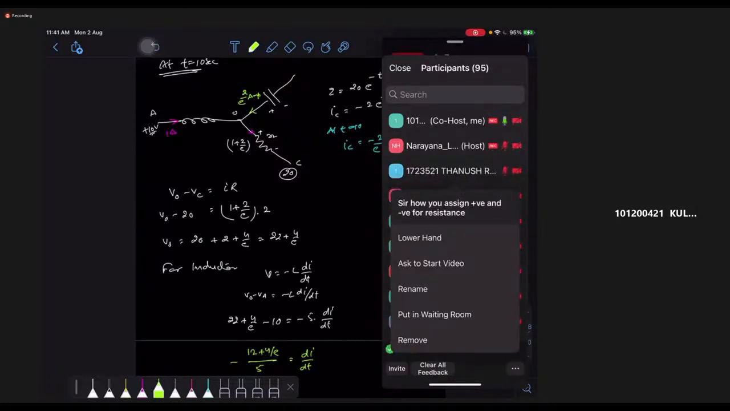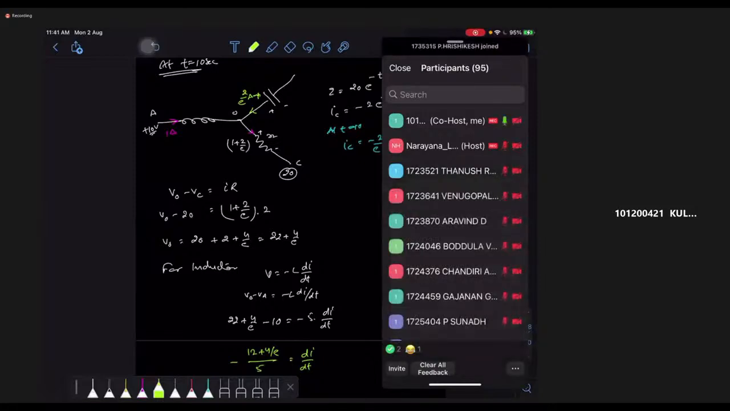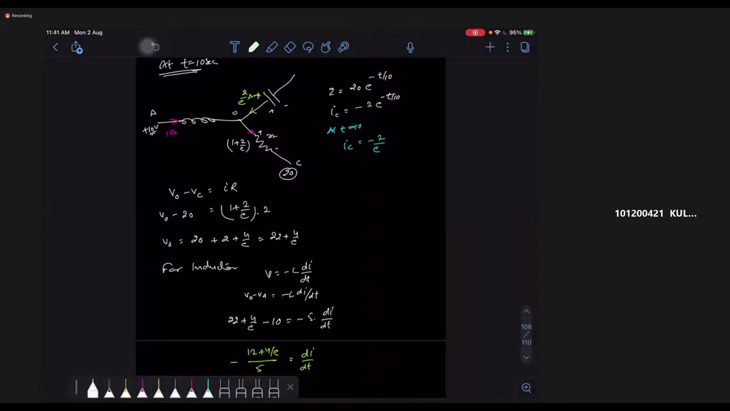How you assign positive and negative sign for the resistance, that is a very pathetic situation if you don't know how to assign the sign on the resistance. In the direction of current, there is a resistance drop. If there is a resistance and current is going to flow, current flows from high potential to low potential in the resistance. Current always flows from high to low, so plus to minus for resistance.